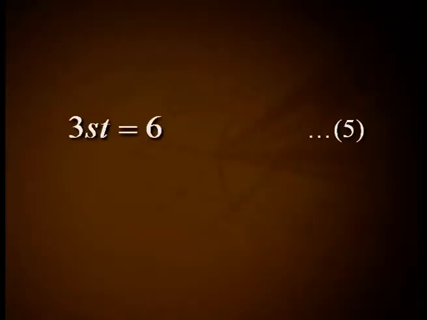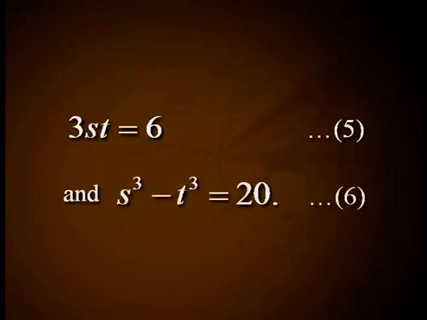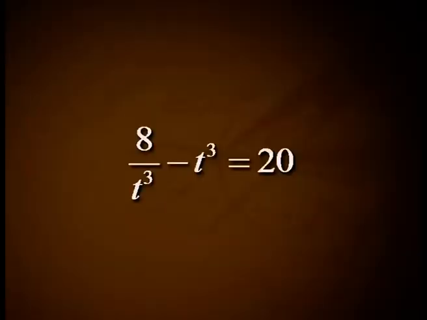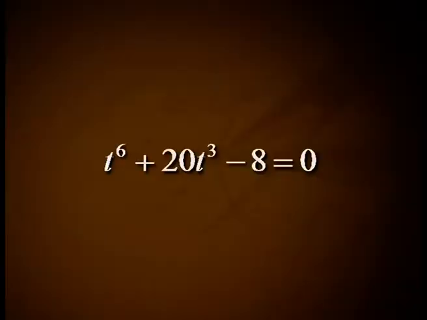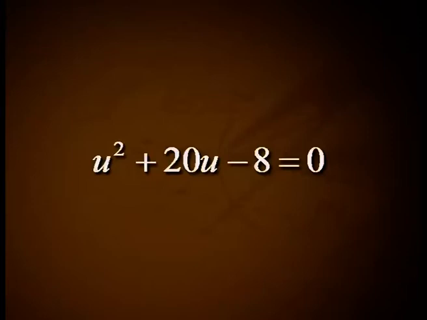Now, to find the solution of the depressed equation y cube plus 6y equal to 20, we proceed as follows. We need s and t to satisfy 3 into s into t equal to 6, equation 5, and s cube minus t cube equal to 20, equation number 6. Solving for s in 5 and substituting the result into 6 yields 8 by t cube minus t cube equal to 20, which multiplied by t cube becomes t raised to 6 plus 20 t cube minus 8 equal to 0.